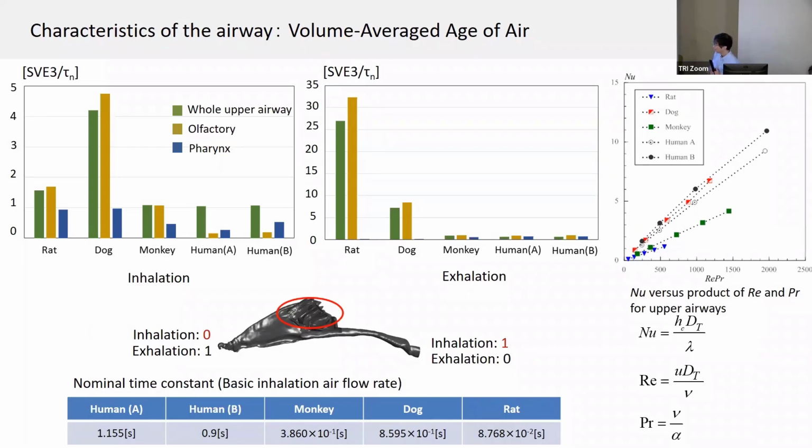And furthermore, in the exhalation conditions, the age of air values have significant differences compared to inhalation conditions. This means that in exhalation mode, the air coming from the deeper side passes smoothly through the nasal cavity and smoothly through the olfactory region. But in the case of inhalation, the inhaled particles or scalar will relatively stay longer at the olfactory region.